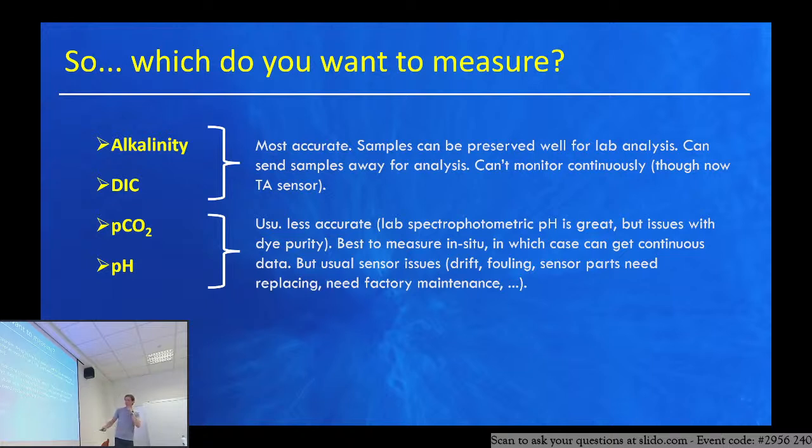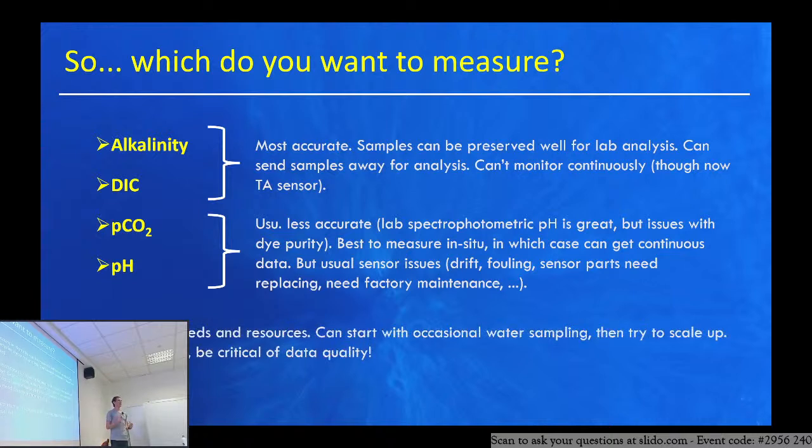Now, I think what you want to measure here will depend a lot on your needs, your resources, and the kind of system you're in. I think it's really great to get started with some carbonate system analysis.